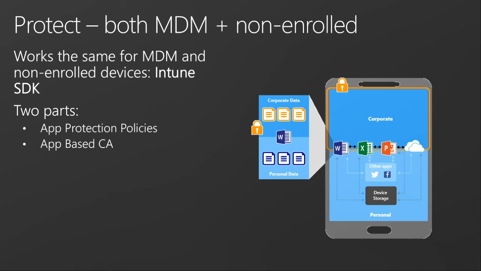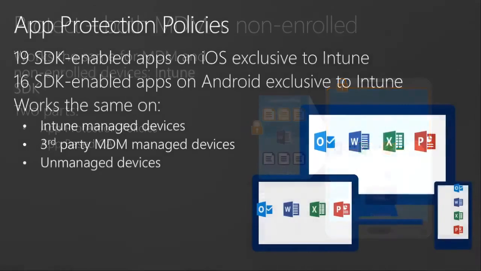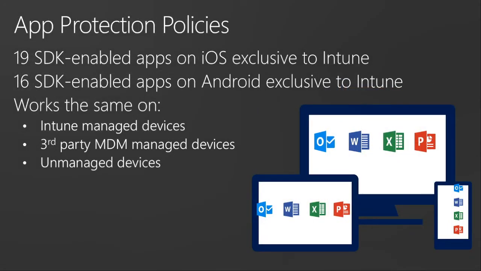And we really consider app protection to be two parts. One is the policies that enforce a PIN, block copy paste between a managed app and a non-managed app. And the second part is app-based CA, which I'll talk about in a few slides. But I just want to touch on the app protection policy has existed for about 2.5 years now.